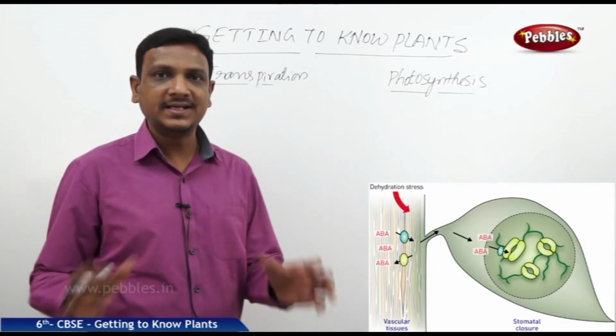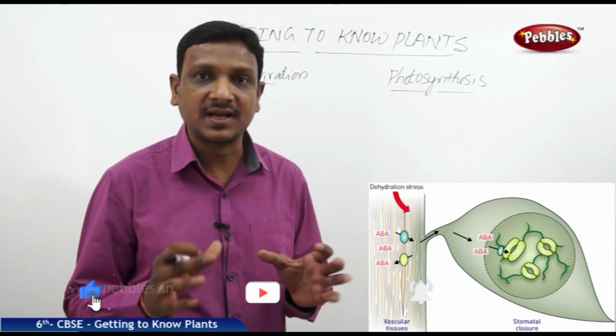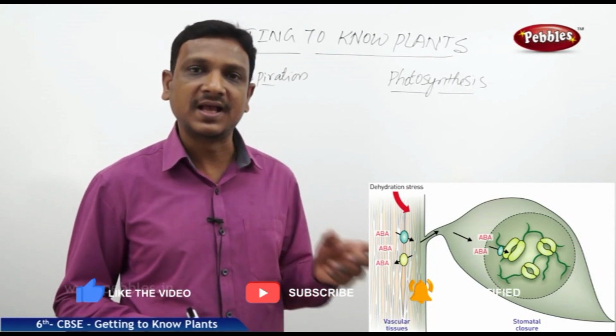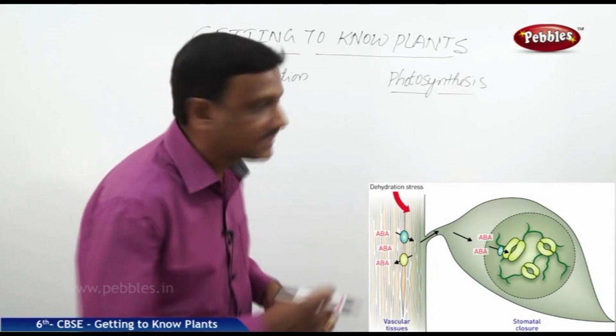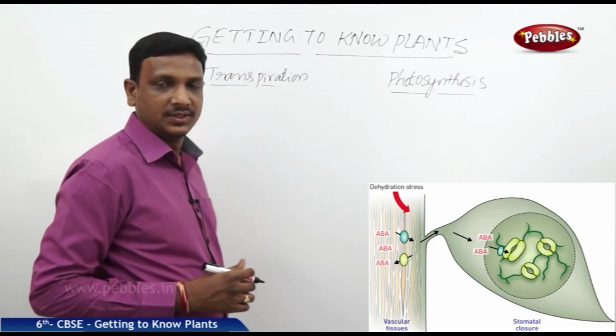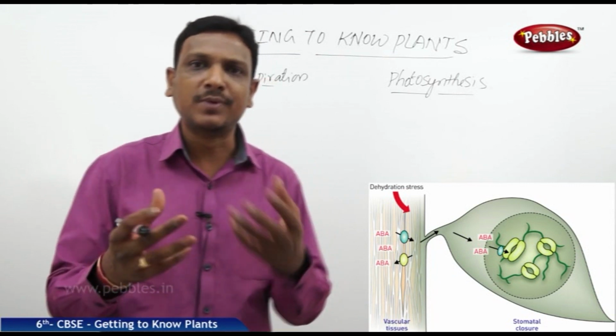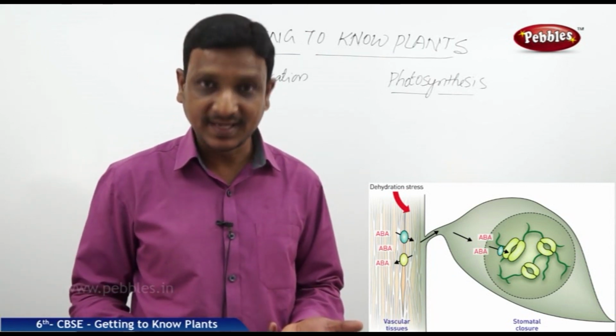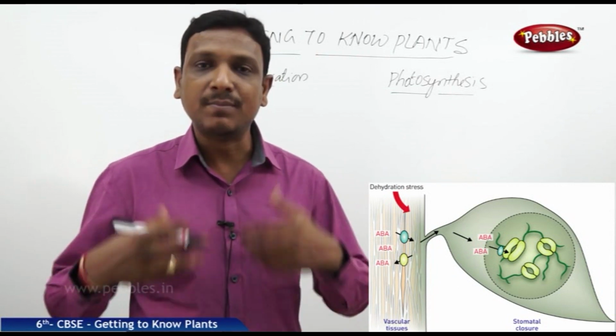Now let us see the various processes that take place inside the leaf. Leaves carry out transpiration and leaves carry out photosynthesis. First, let us discuss transpiration. It is a process which is similar to your breathing. You breathe in and breathe out air, right? So we are breathing in and breathing out air.